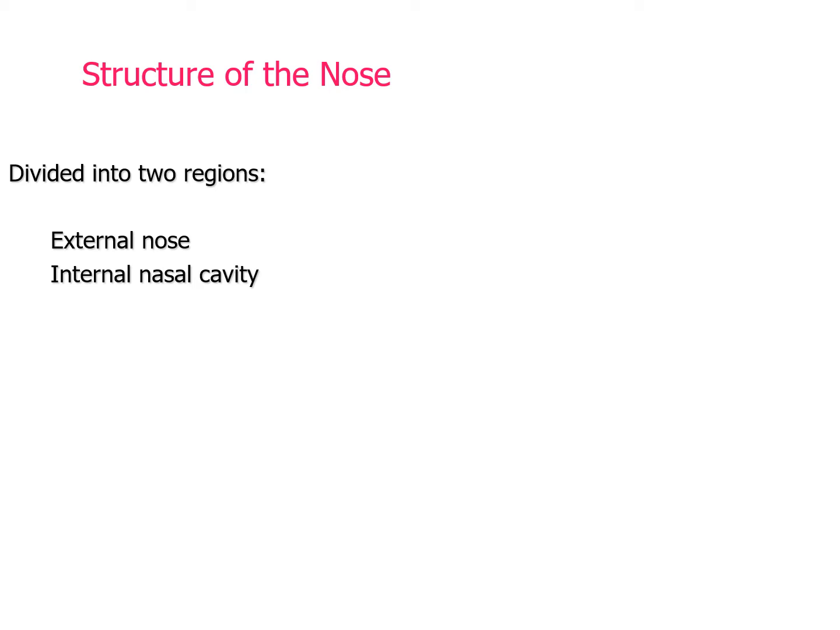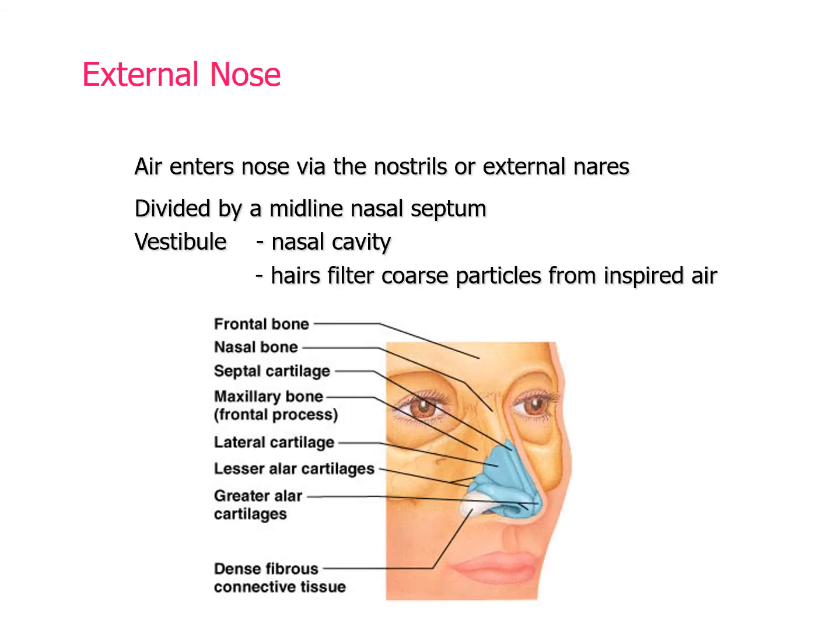In terms of the structure of the nose, you have the external nose. That's what you see on people's faces. And then there's the internal nasal cavity, which is behind that and is actually quite a large space. Here you see that air enters through the nostrils. The nostrils are also called the external nares. You have the external nares, which you see as the two holes at the tip of the nose, but then you also have internal nares further higher up.